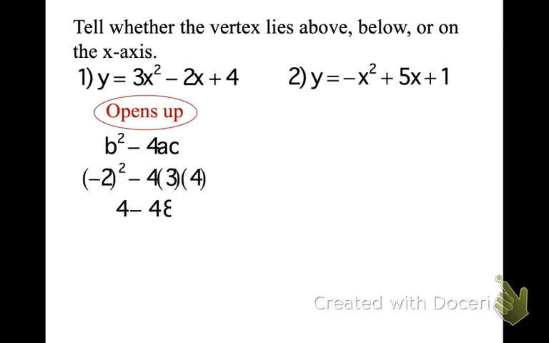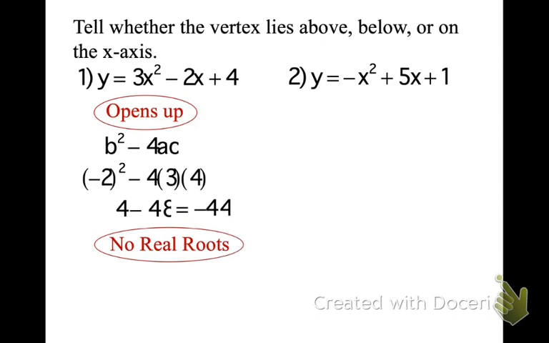And so if this is opening up, right, we're drawing this out, and I end up with a negative number, how many roots? We're going to have 0, and that means it's going to be above the x-axis. And so the question is, tell whether the vertex lies above, below, or on the x-axis. Since it's not crossing and it opens up, it has to be above the x-axis, so the vertex is above the x-axis. Okay? Pause the recording and try the next one on your own.